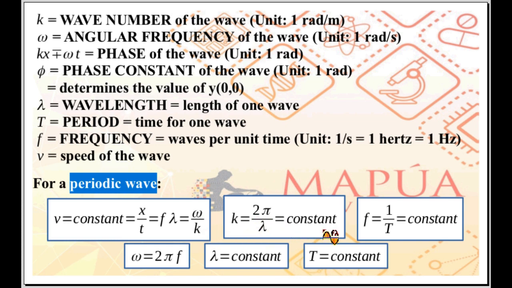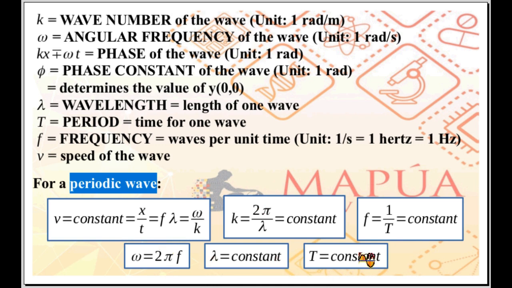K is also constant. Frequency is just the inverse of the period. F is 1 over period. If period is constant, frequency is also constant. Angular frequency is 2 pi frequency or 2 pi over period. Frequency is constant, period is constant, thus angular frequency is also constant. And lastly, the wavelength is also constant.